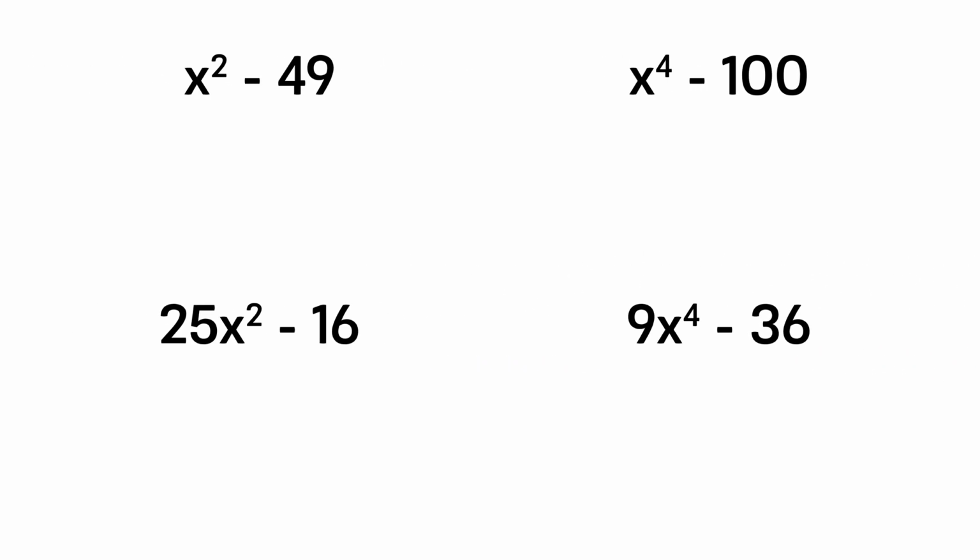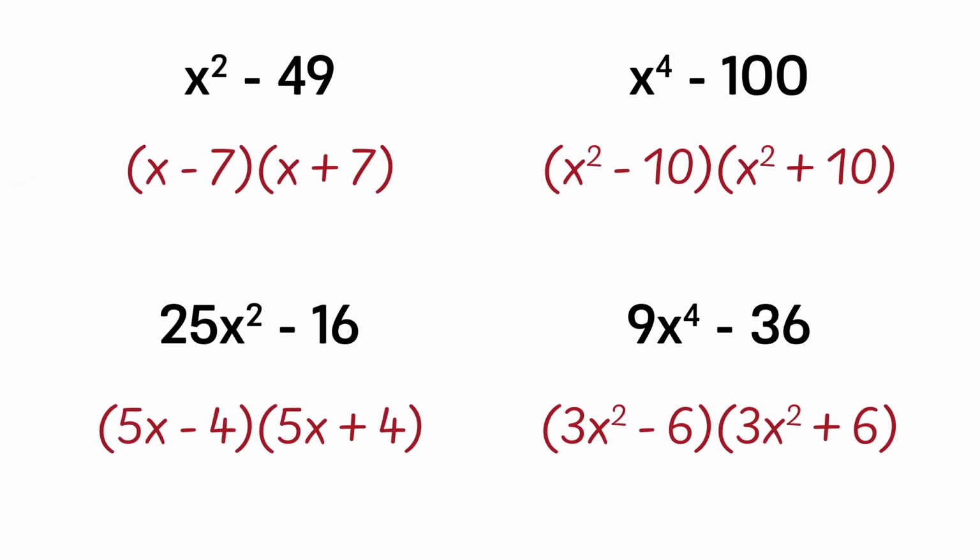Let's work backwards now. See if you can write the binomials that create these equations after multiplying. Pause the video and give it a shot. Here are the answers. This time we can take the square root of the first and second terms inside the parentheses and then put a plus and a minus in the parentheses.